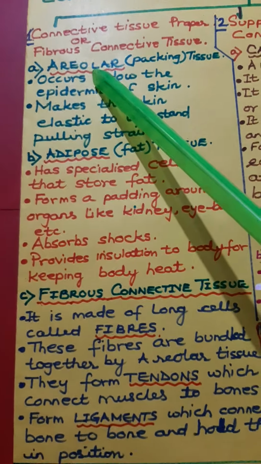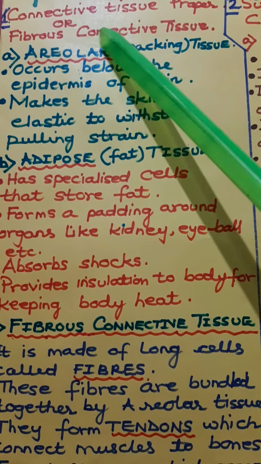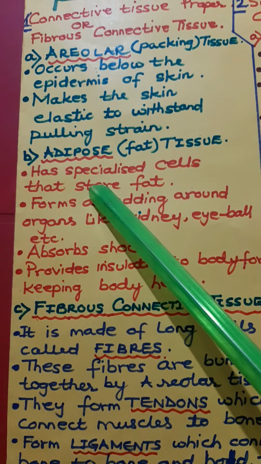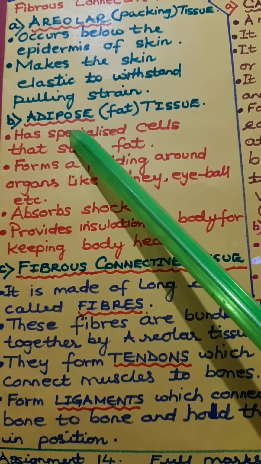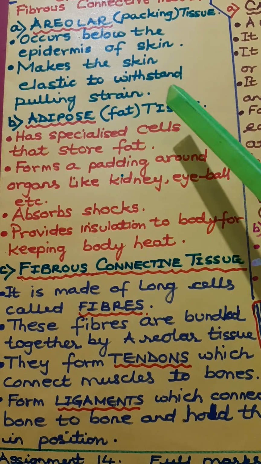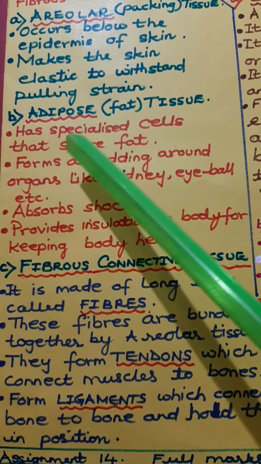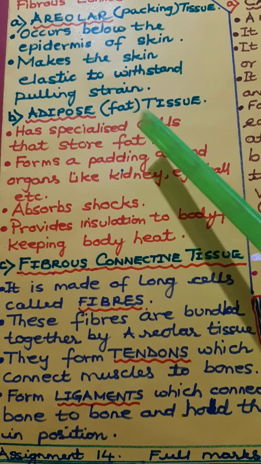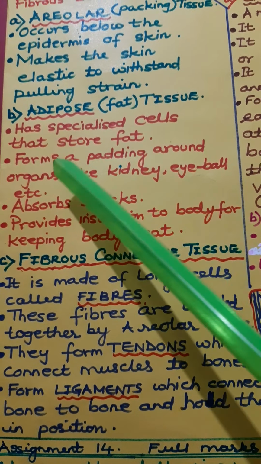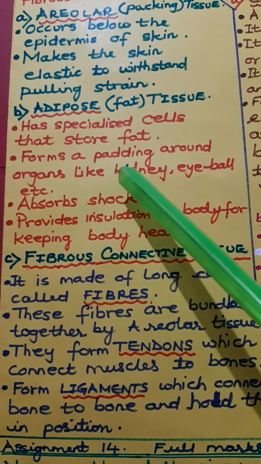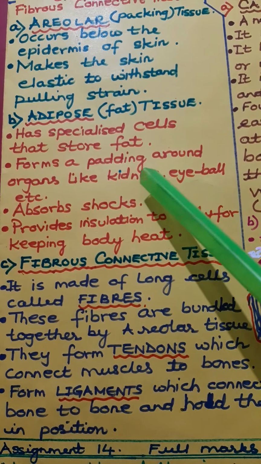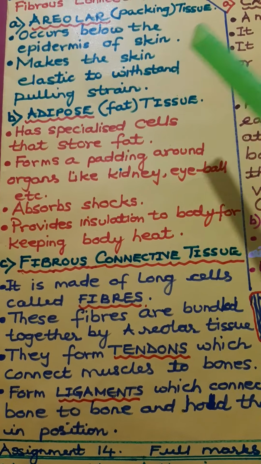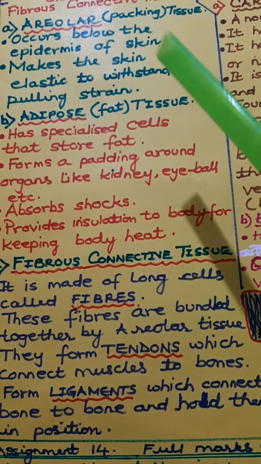Okay. So this is connective tissue proper, or fibrous connective tissue. Under that comes the areolar tissue. Now the next one coming is the adipose tissue. Adipose tissue is a tissue that has specialized cells to store fat. It stores fat. Again, this is also beneath the skin. It forms a padding around organs like kidney, eyeball. Okay, this is only to name a few, but they form a padding so that the organs don't move out of place.